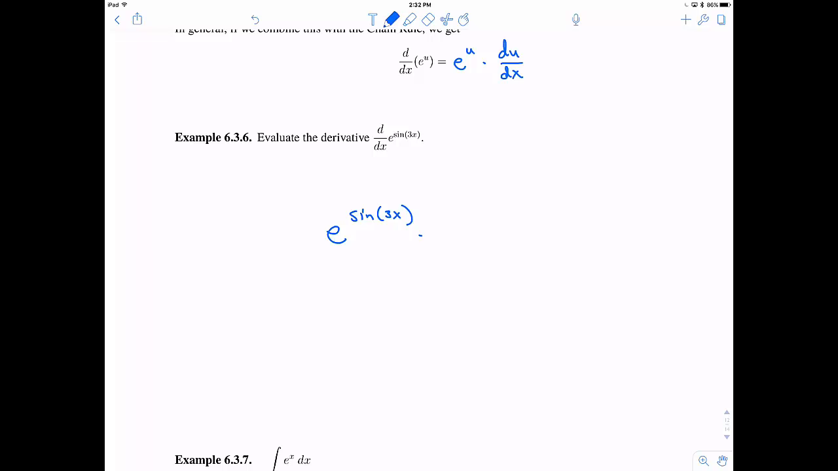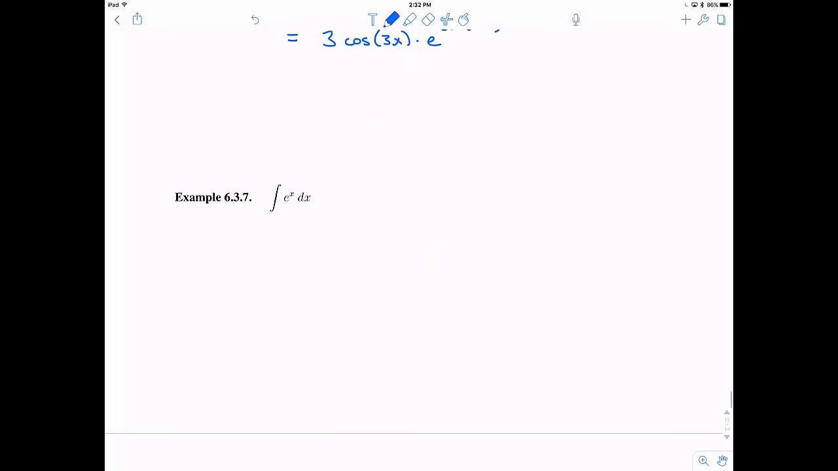Well, the derivative of sine is cosine. And you can see there's another chain rule. You leave that inside alone, and then you multiply by the derivative of its inside. That's 3. And so, if we rearrange this a little bit, 3 cosine of 3x, e to the sine of 3x. And that would be my final answer.